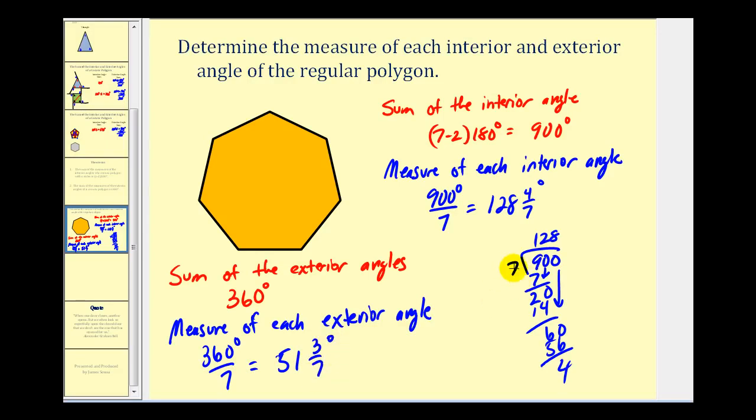And again, let's go ahead and show that as well. So we'd have 360 divided by 7. There's 5 7s in 36. And there's 1 7 in 10. So we have 51 and 3/7. Now remember, keep in mind this only works because we know it's a regular polygon. If it's not regular, each interior and exterior angle may not be the same.